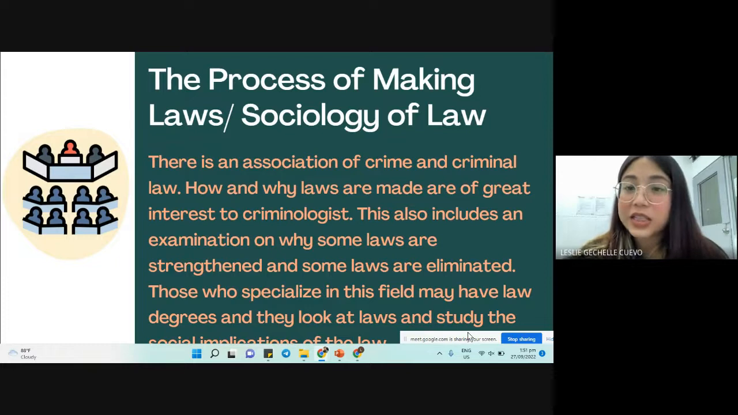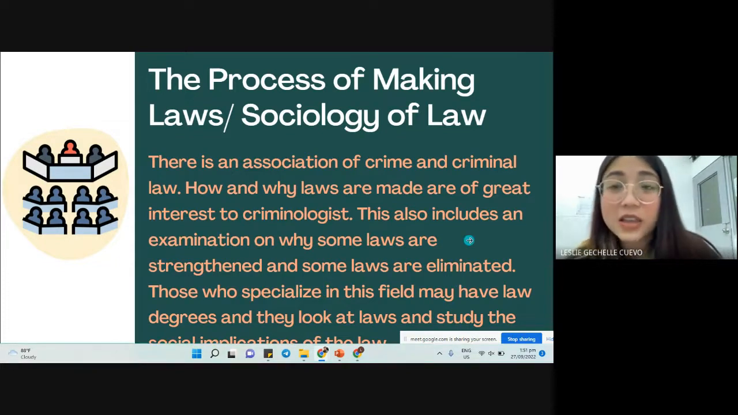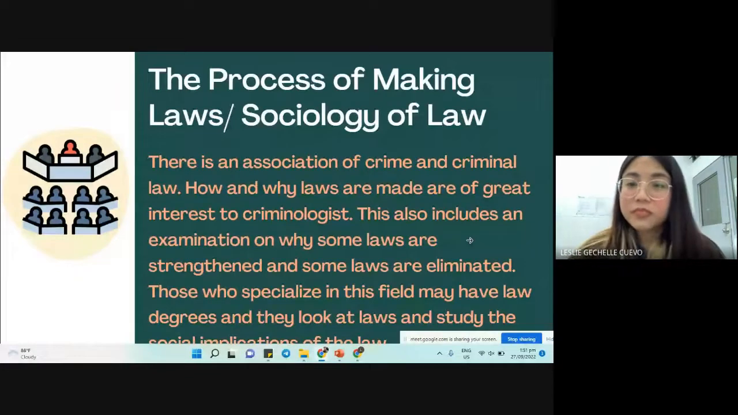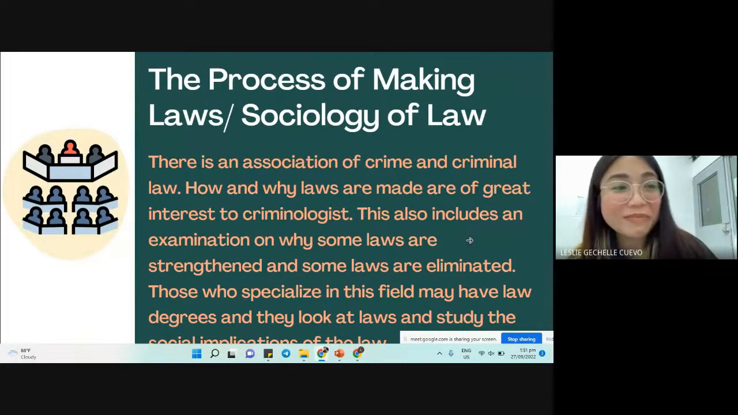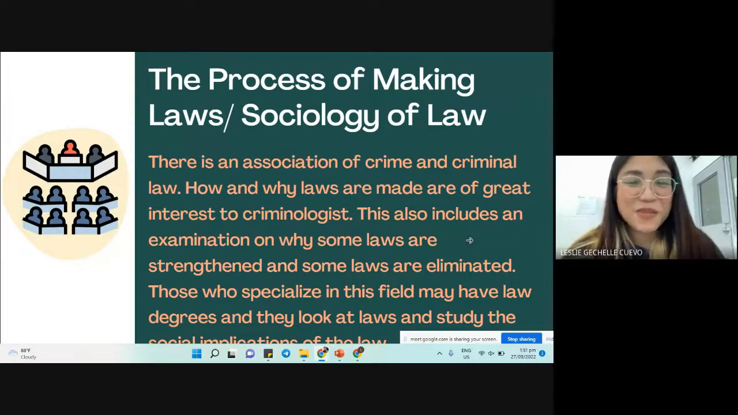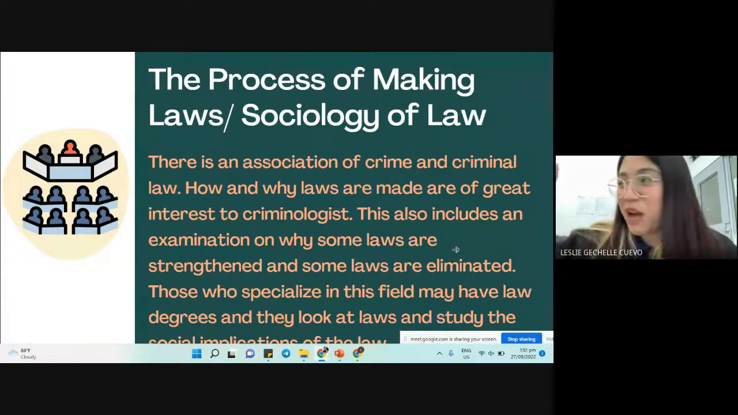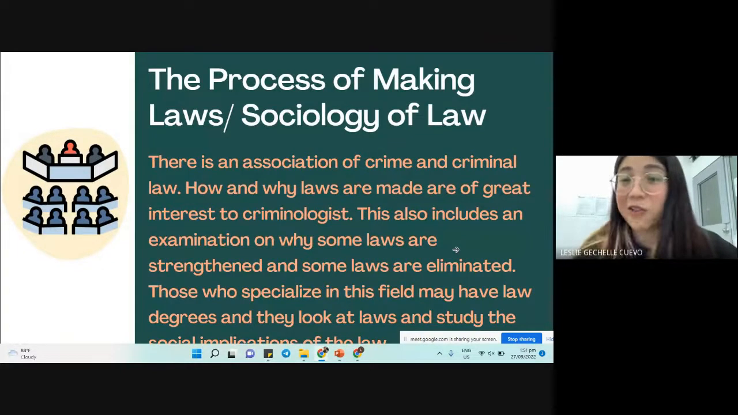Those who specialize in this field may have law degrees and they look at laws and study the social implications of the law. Kaya, dapat, kung gumagawa ka ng batas, dapat abogado ka. Di ba? Kasi, dapat may background ka sa statutory construction. Alam mo kung ano yung mga parte ng batas, paano ginagawa.